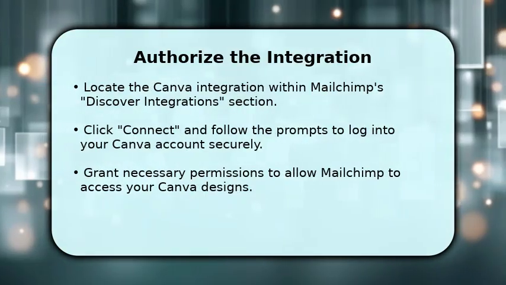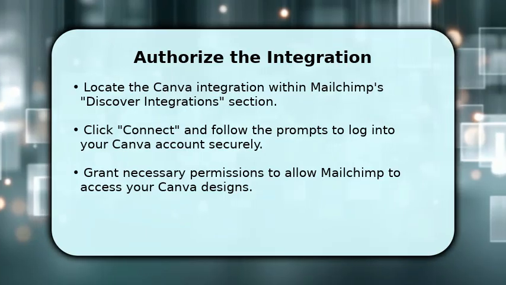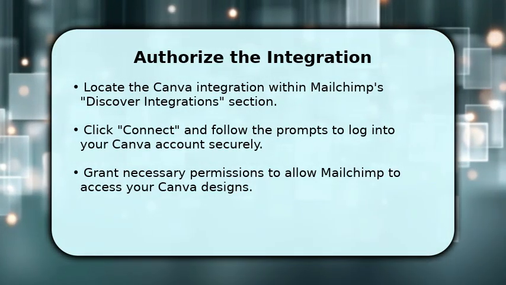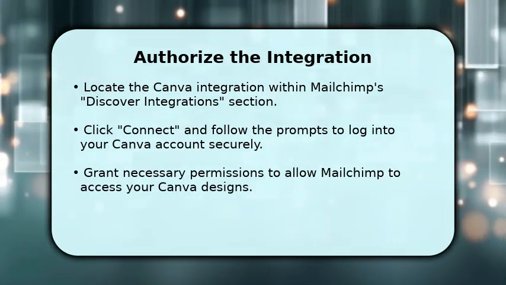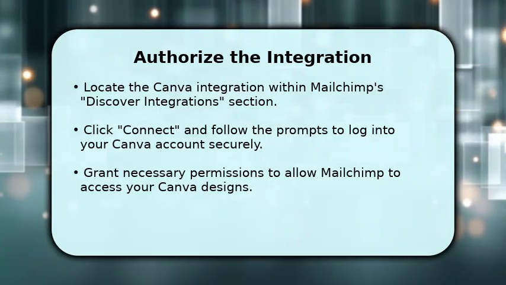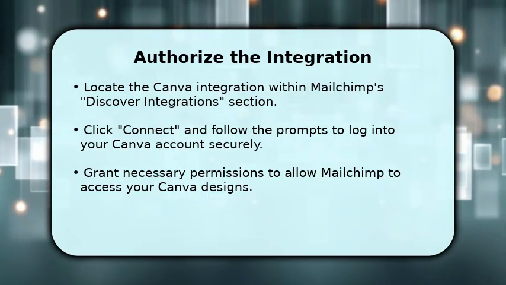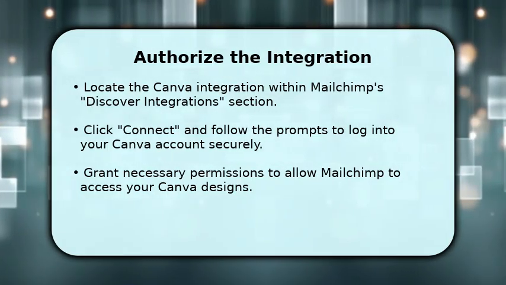After finding Canva in the integrations, click Connect to initiate the authorization. A pop-up window will guide you to log into your Canva account using your credentials. Review the data connection disclaimers carefully. Once you click Allow, you grant Mailchimp permission to access your Canva designs, making them available across both platforms. This secure handshake takes only a few moments to complete.